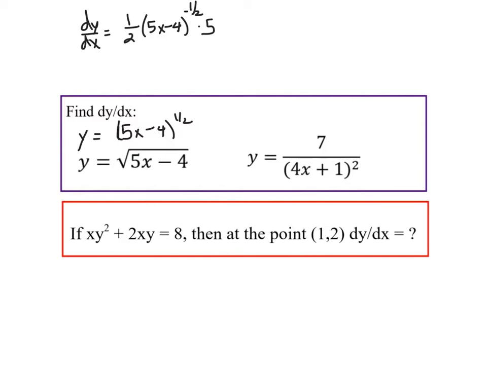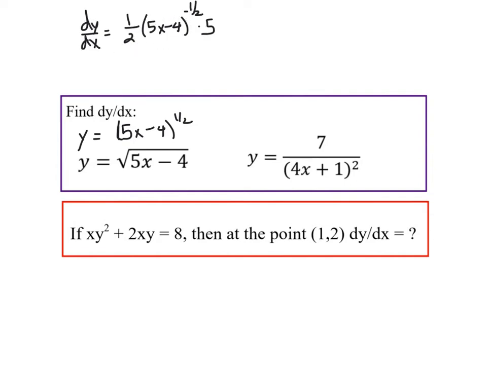At this point, I'm going to simplify a little bit. You'll notice I have this 1/2 times 5, so 5 halves. 5x minus 4 is raised to the negative 1/2. Remember, the negative means it will go in the denominator. And as much as we don't really worry about simplifying for the AP exam, like if this were free response, of course I would be done.